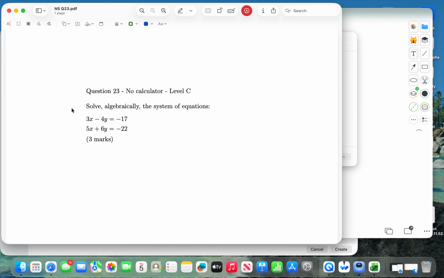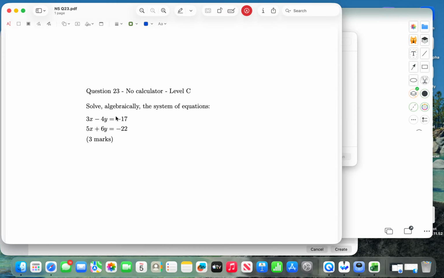3 marks, we have to solve algebraically the system of equations, and we have 2 equations. We refer to these as simultaneous equations. Have an attempt at it if you wish and pause the video, but I'm going to continue.